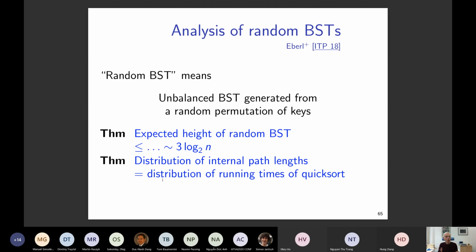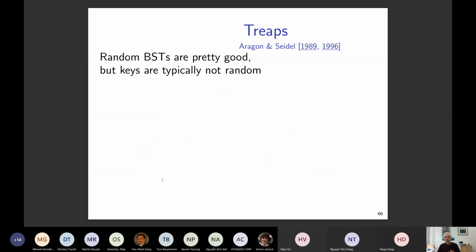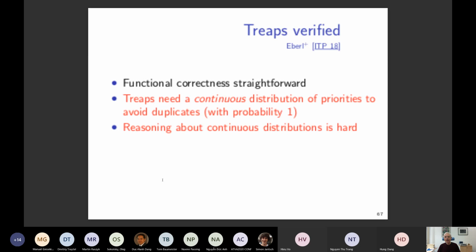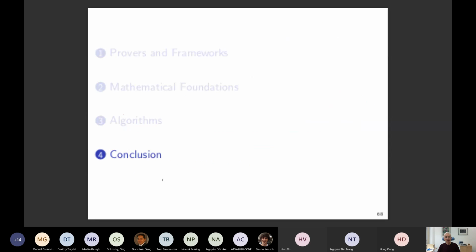And we can actually show more. We can show that the distribution of the internal path lengths is the same as the distribution of the running times of Quicksort. Treaps, I think I'll have to skip in the interest of time. They are a fascinating data structure, but we just don't have the time for it.